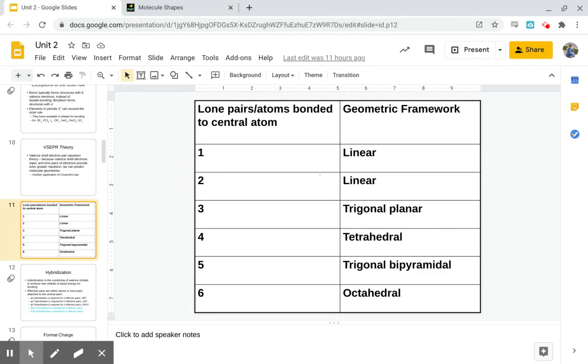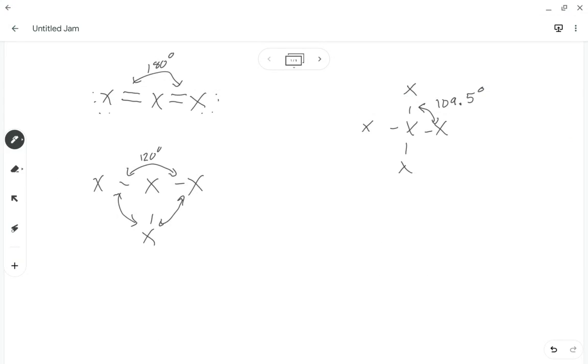Then if we add a fifth atom to the atom that's in the middle, we get to trigonal bipyramidal.